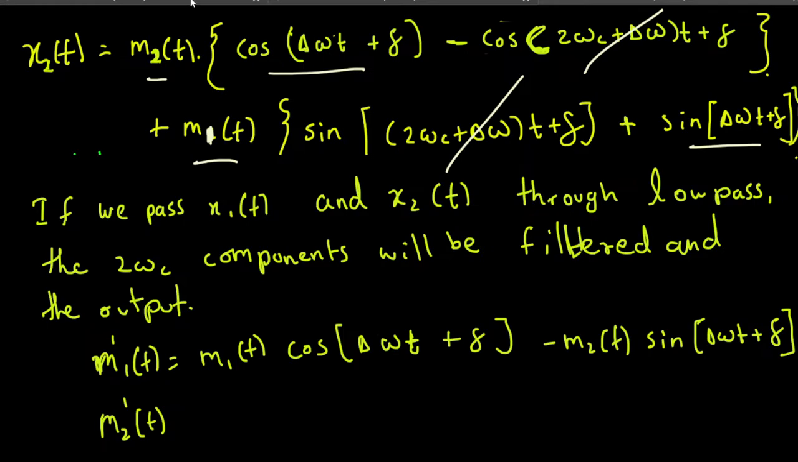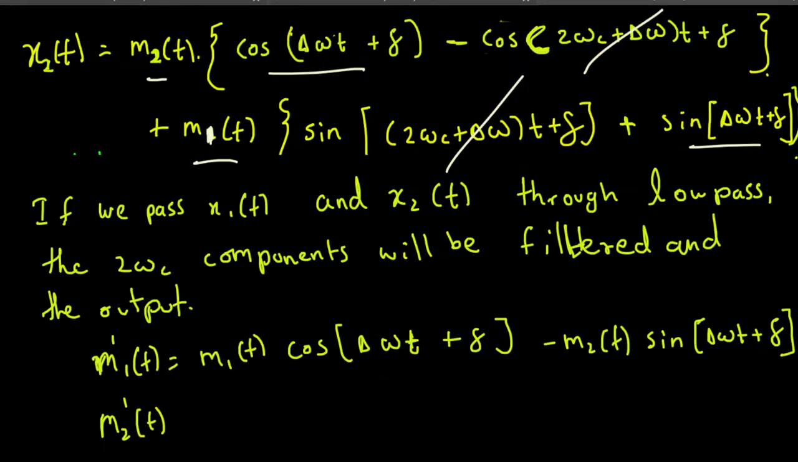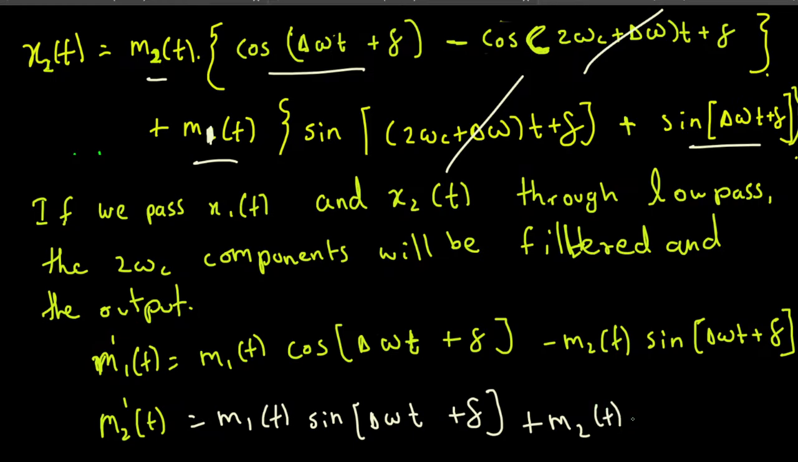But they wanted to keep this order, so I rewrite this one first: m1 of t sine(delta omega t plus delta), and then plus m2 of t cos(delta omega t plus delta).